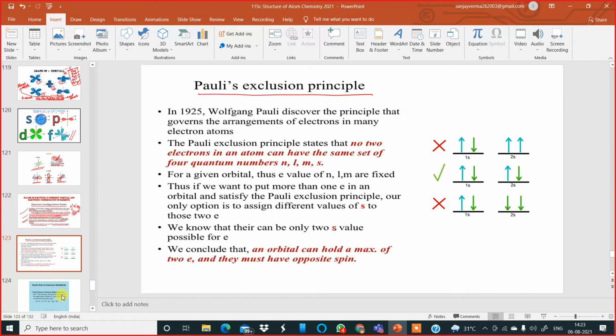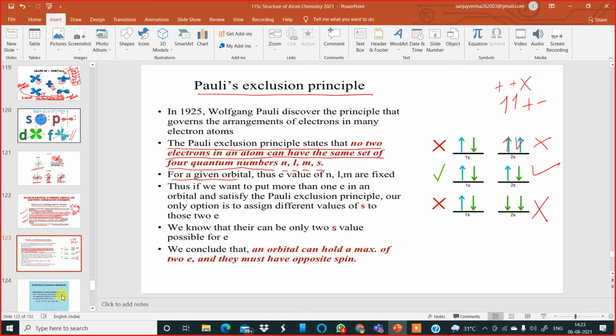Okay, look at this. This is not possible. They have to have opposite spin. This is not possible. This is correct. This is also not possible. That is what I am trying to say. So Pauli's exclusion principle states that no two electrons in an atom can have the same set of four quantum numbers n, l, m, s. If I put the arrows both up like this, it means plus, plus. It is not possible. One has to be plus, one has to be minus, to make the spin quantum numbers different and obey the rule.